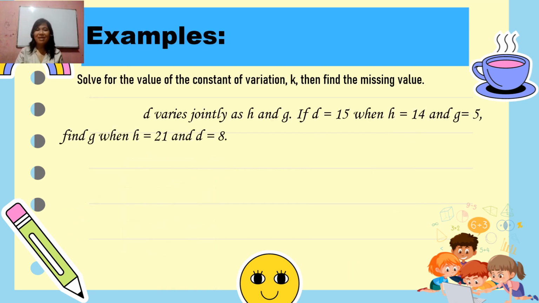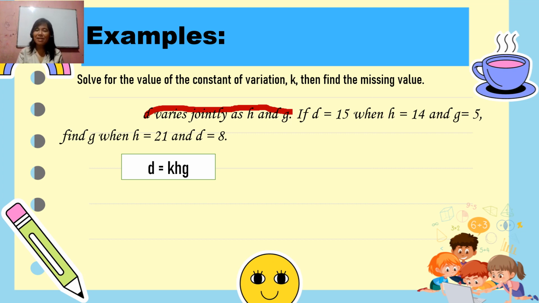Okay, isa pa. D varies jointly as H and G. If D equals 15 when H equals 14 and G equals 5, find G when H equals 21 and D equals 8. Okay, dineretso ko na, pero kayo pag nag-solve kayo dapat stop lang muna. Like for instance, step 1 is coming from this statement. Pagkabasa mo yan, gawa ka muna ng mathematical statement. So, D varies jointly as H and G is, ano yun? D equals KHG. Yun. Parang direct variation na maraming quantities involved.